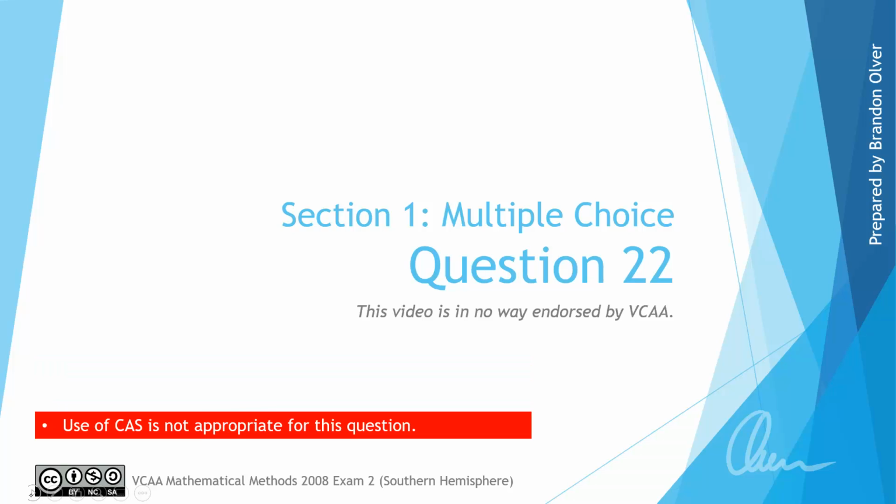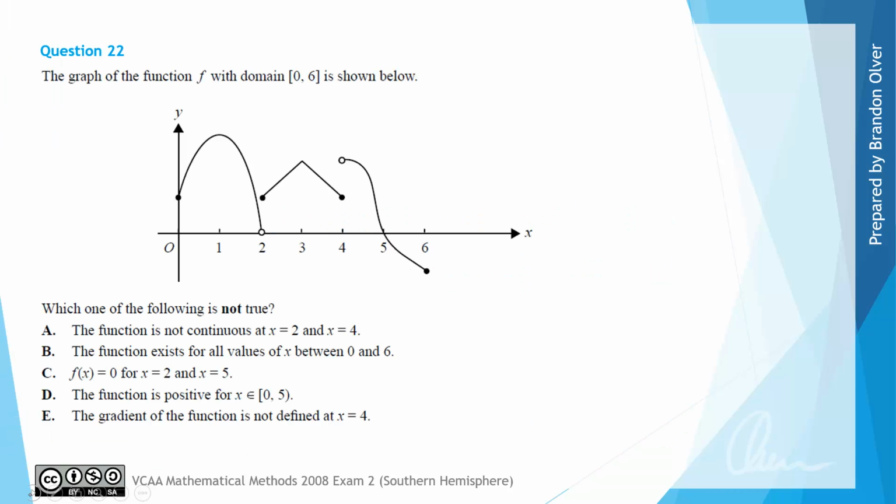Now, before we move on, I just want to point out that the use of a CAS calculator is not appropriate for this question, but of course you could consult your notes in an exam situation. So question 22 introduces the graph of the function f, which is shown below, and it has a domain of 0 to 6, both 0 and 6 being included. The question goes on to ask which of the following is not true. So the word not there is important. We're looking for one statement that's not true, which means we'll come across four that are correct.